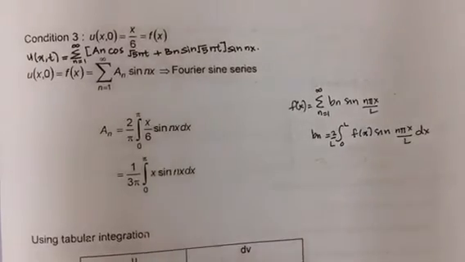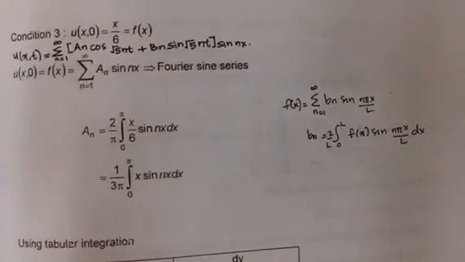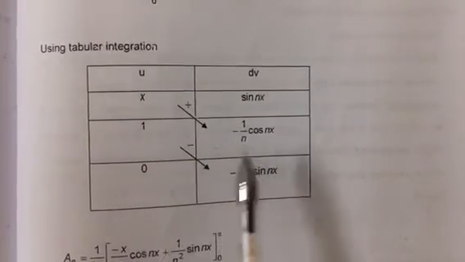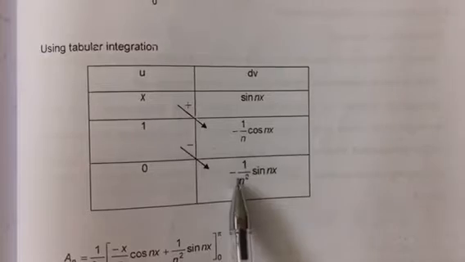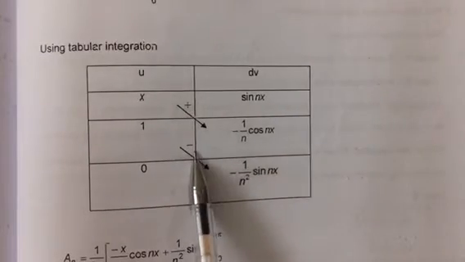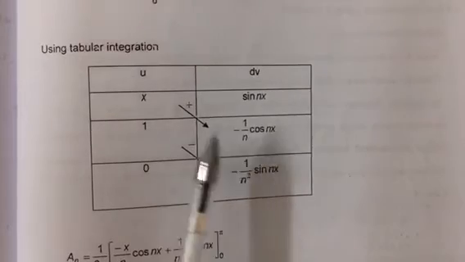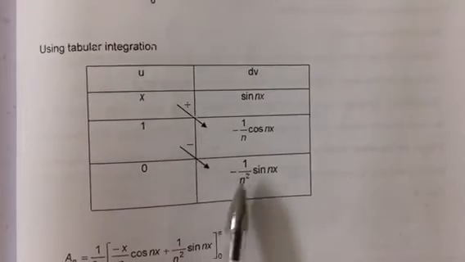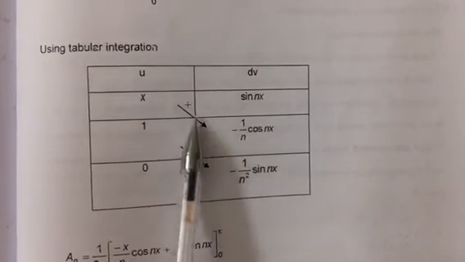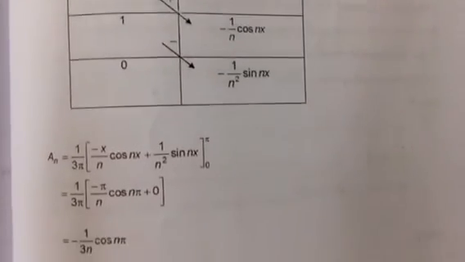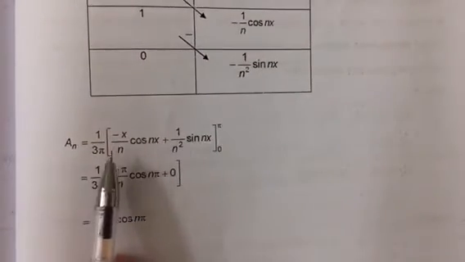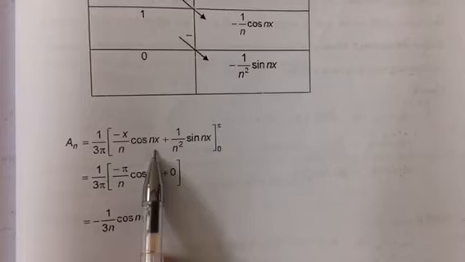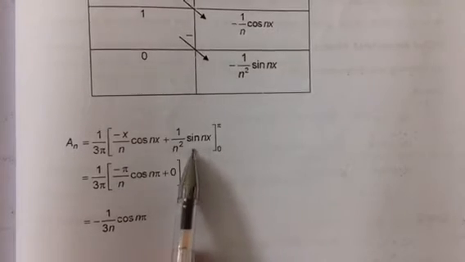Integrate this one using tabular integration. So put in a table: differentiate x up to 0, integrate sin nx 2 times. Then put plus and minus diagonally: x times negative 1 over n cos nx, plus 1 times negative 1 over n squared sin nx. So the summation of this expression gives En equal to 1 over 3 pi times negative x over n cos nx plus 1 over n squared sin nx.